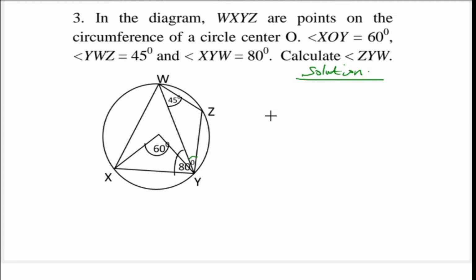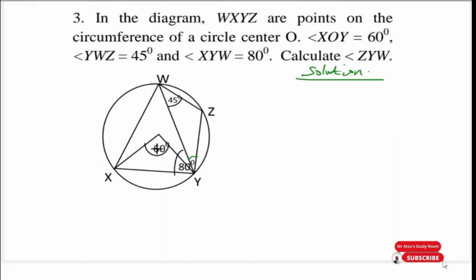Now let's come to the diagram. This question has a number of diagrams combined. For example, XOY is a triangle and XWY is also a triangle. The same way, WZY is also a triangle. And at the same time, WXYZ is also a cyclic quadrilateral. Cyclic quadrilateral is just a quadrilateral that has all its four vertices on the circumference of a circle. So WXYZ is a cyclic quadrilateral. We go into details now.